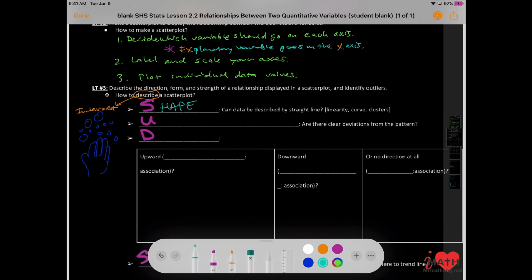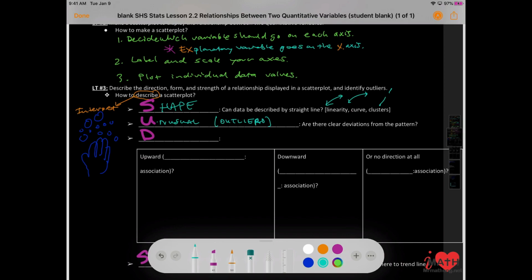First, you have the shape. Can the data be described by a straight line? Can it be linear? Is it curved? Is it in clusters? Number 2, is there anything unusual? What's another word for unusual? Outliers. Are there clear deviations away from the pattern?